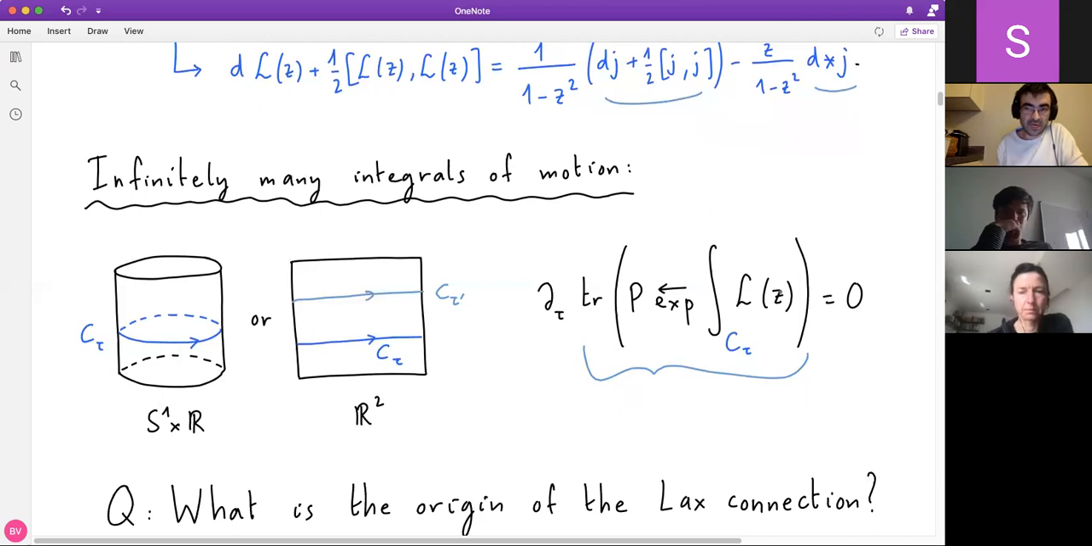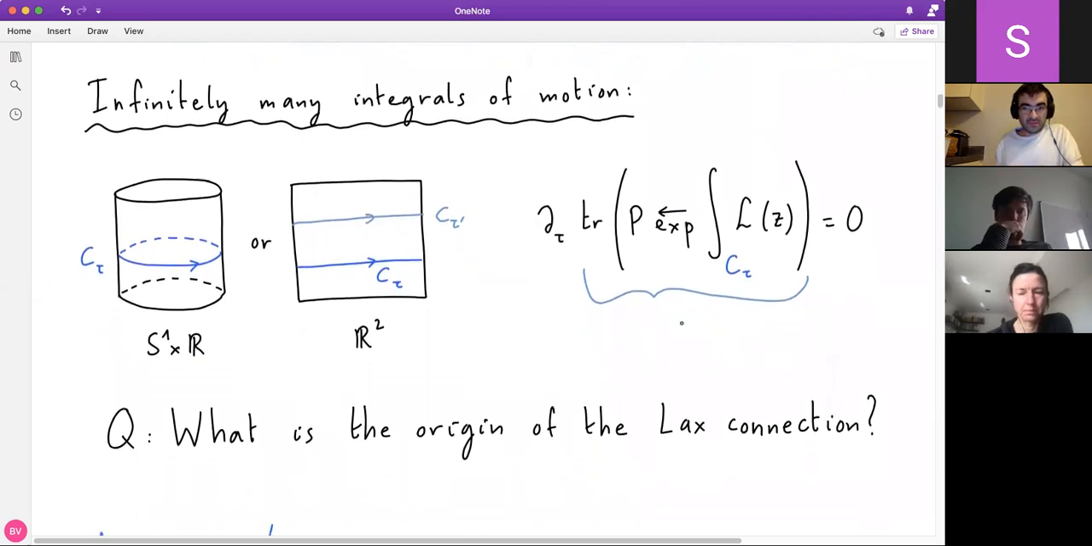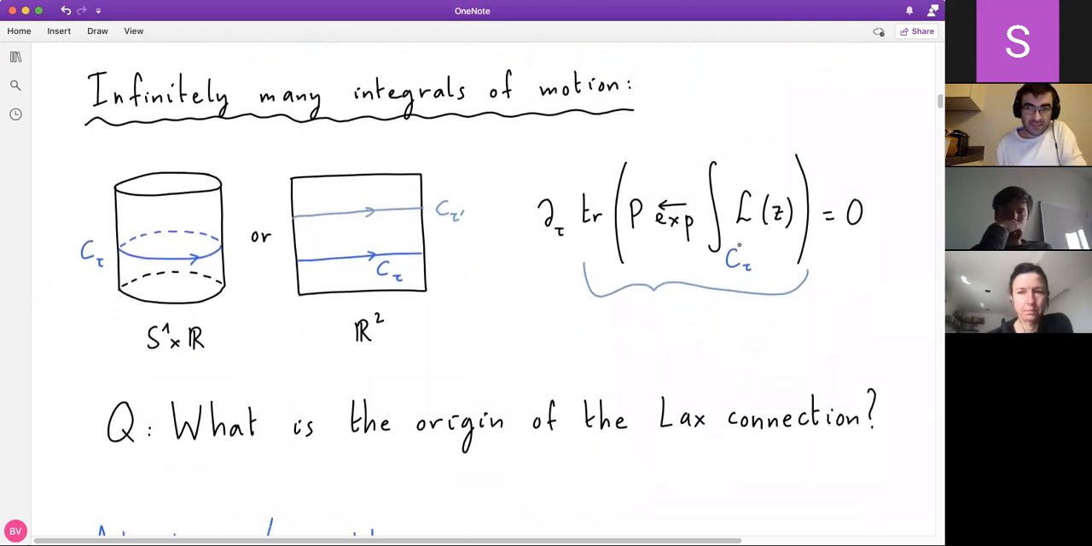And at each power in the expansion, you get a new integral of motion. Okay, so given the usefulness of this Lax connection, it's always a mystery how it appears, or why the Lax connection is of a given form. And so you have to wonder what the origin of this Lax connection is.